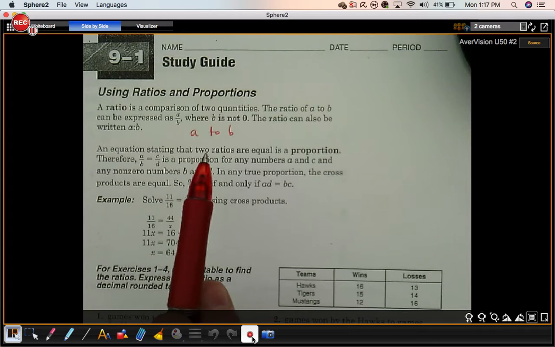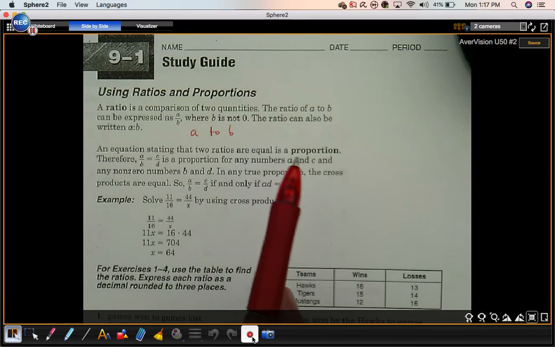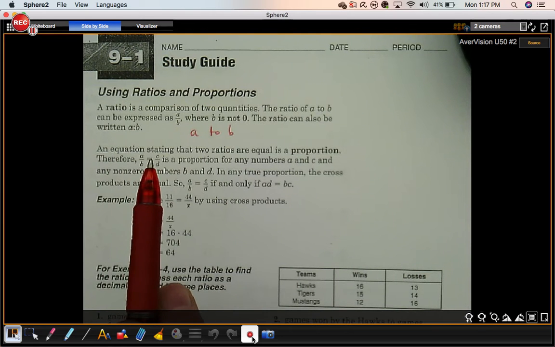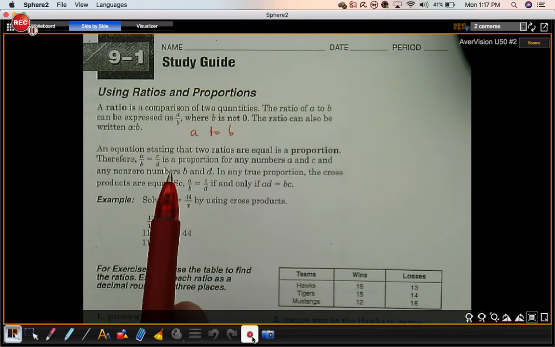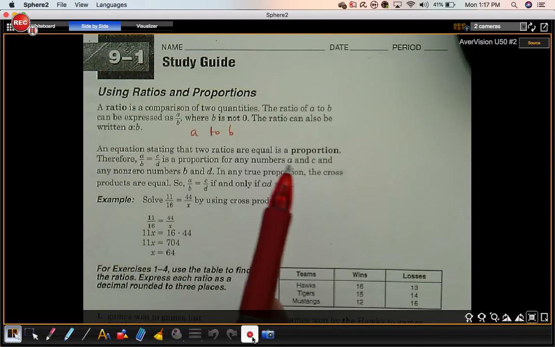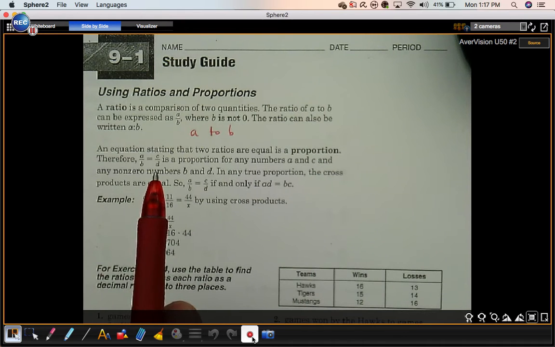An equation stating that two ratios are equal is a proportion. So A over B equals C over D. That's an example of two fractions that are set equal. That's a proportion. For any numbers A and C, and any non-zero numbers B and D. So you can't have your denominators as zeros.